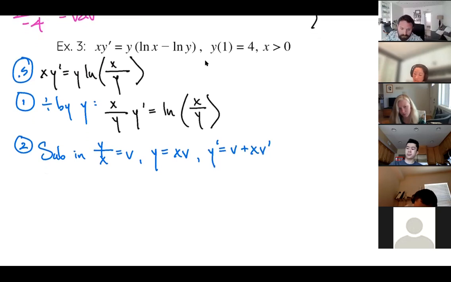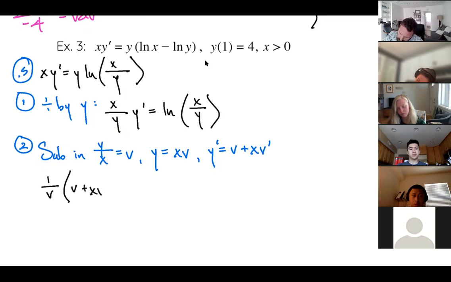All right. So let's go ahead and make those substitutions, being really careful. What are we going to put in for x over y? 1 over v. You got it. We're going to put in 1 over v. Okay. So 1 over v. And instead of y prime, I have v plus xv prime and natural log of 1 over v.